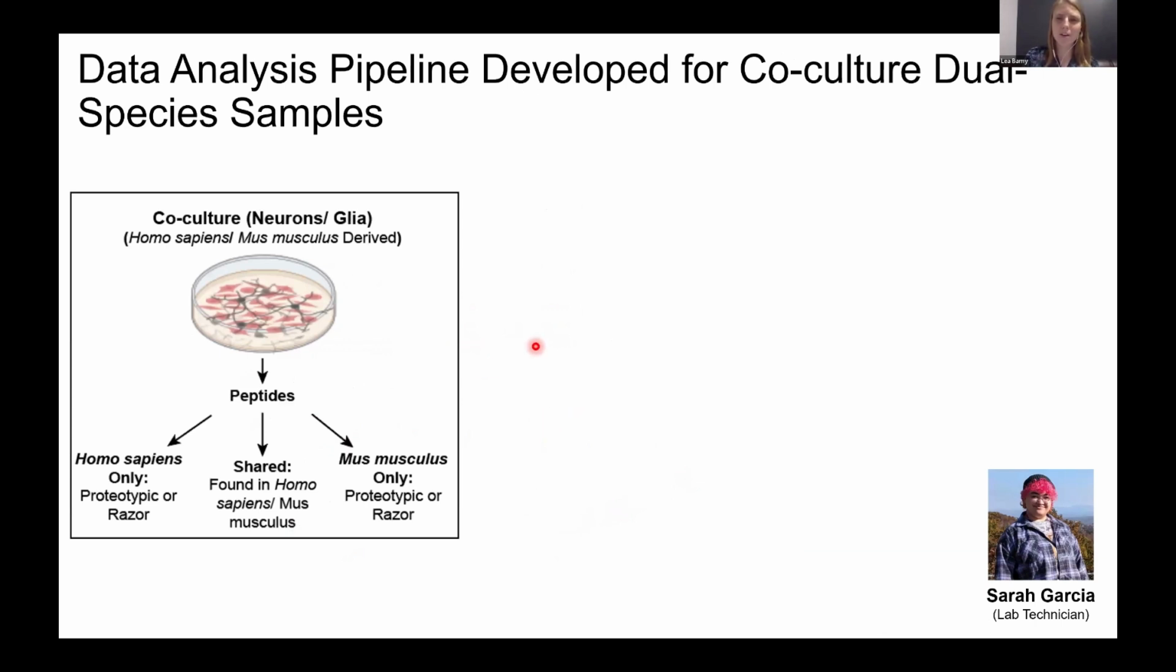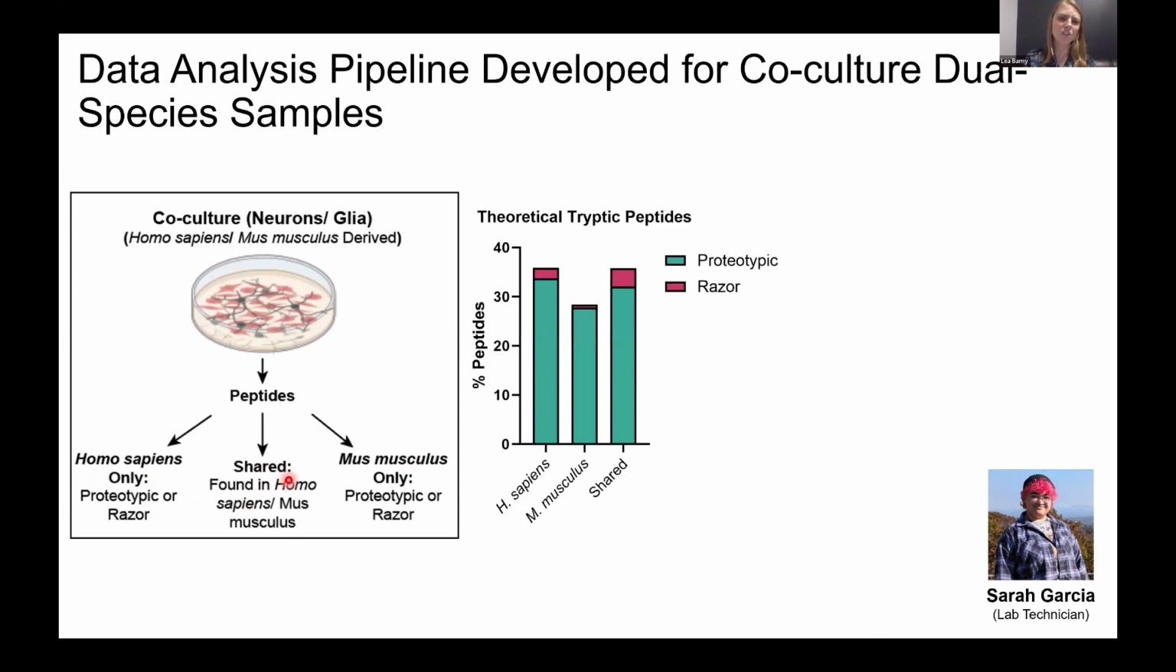We think more about this co-culture dual species. We have peptides in here that will be human specific, mouse specific, and then shared. So in order to get a better sense of what's happening to the neuron specifically and the glia specifically, looking at quantification of these peptides that are specific to human and mouse is really important. So we went ahead and generated a theoretical tryptic database. We see that about 30% of these peptides are shared, another 30% are human specific, and another 30% are mouse specific.